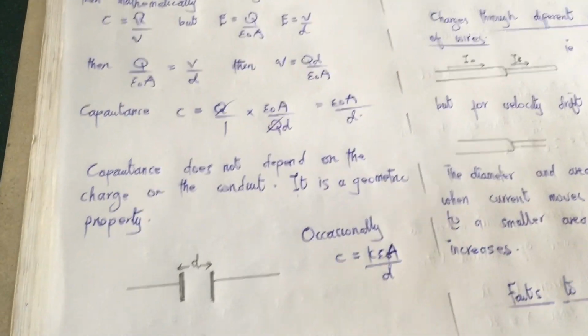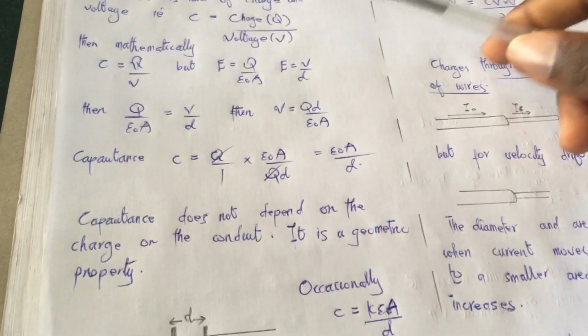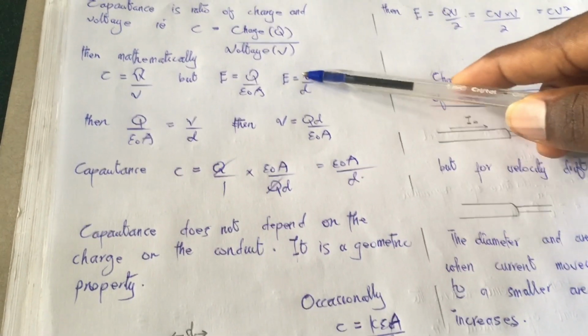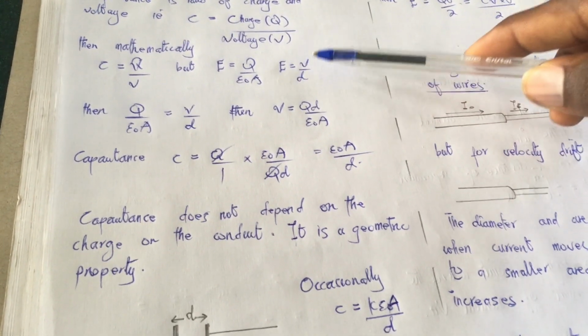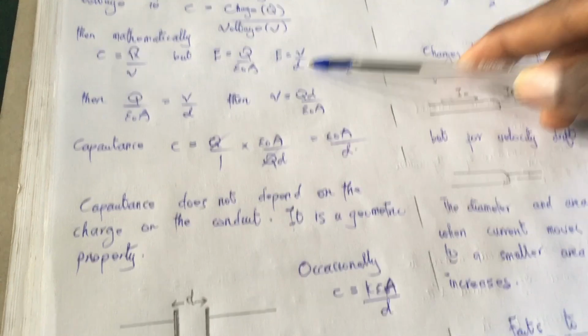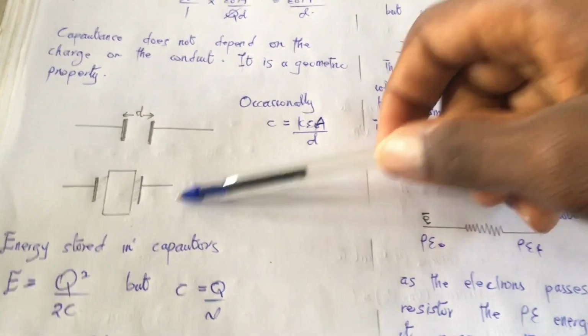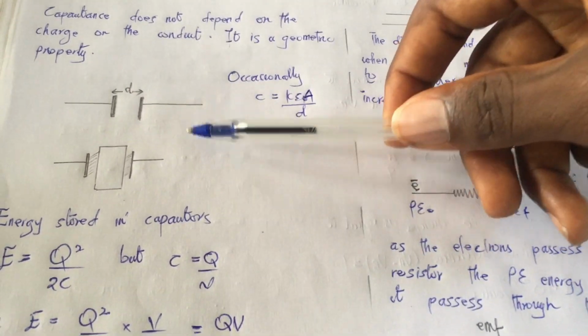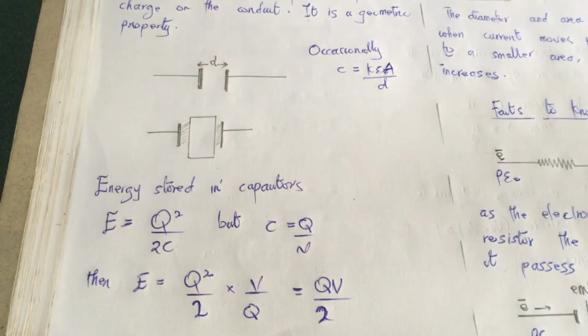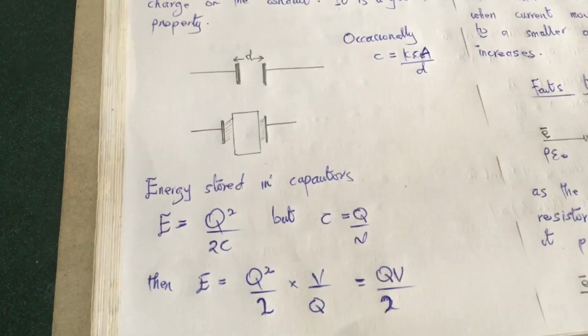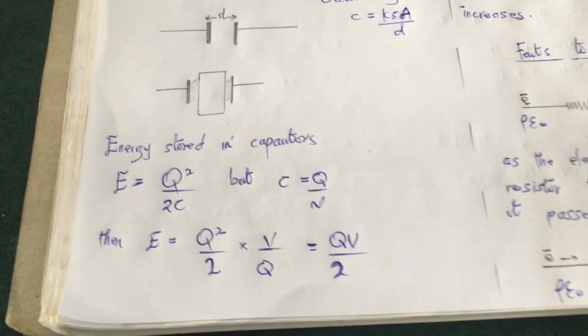So that should be one of the things that you should keep in mind. Because from this formula, if you make V the subject, V is equal to ED. So if you increase E, you are going to increase the V. The same thing applies here: as the voltage decreases, our electric field will also decrease. Now let's look at the relationship between the energy and the capacitance.